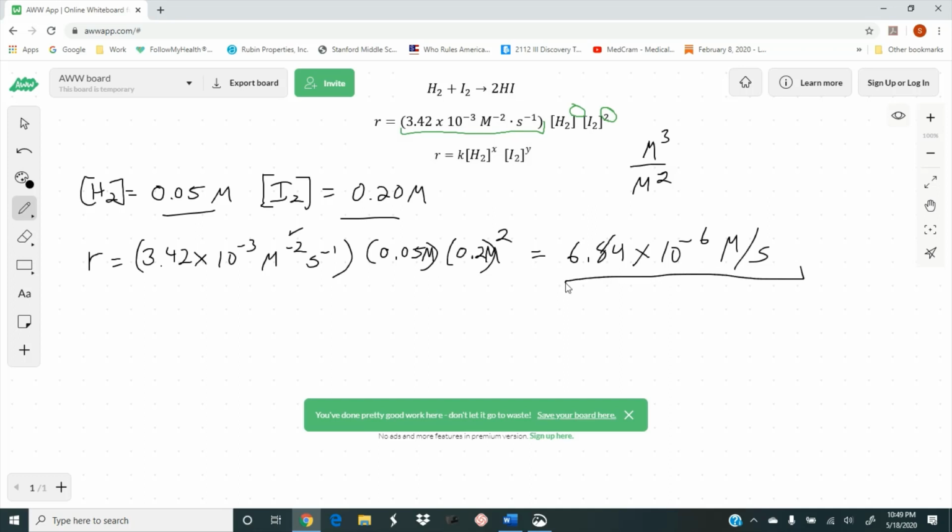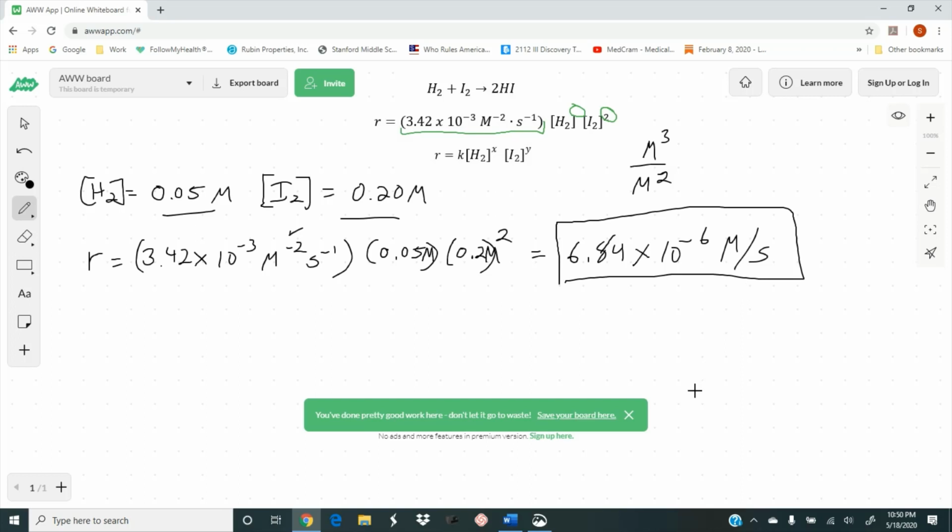So there I would have the rate of my reaction. What this is telling me is that the rate of the reaction at this point is 6.84 times 10 to the negative 6 moles per liter every second. So every second, I'm losing 6.84 times 10 to the negative 6 moles per liter of hydrogen, and 6.84 times 10 to the negative 6 moles per liter of iodine. I can use either one. Why? Because they both have coefficients of 1. So they're equal to the overall rate of the reaction.